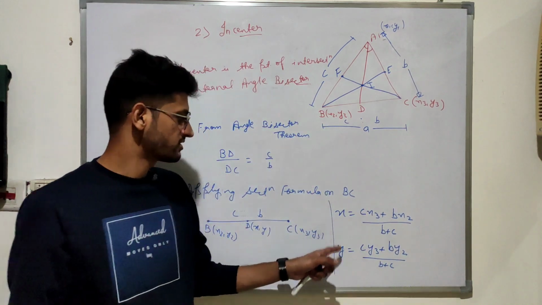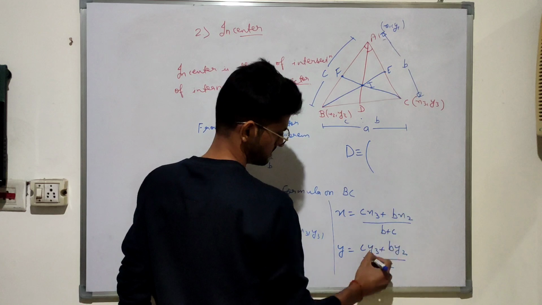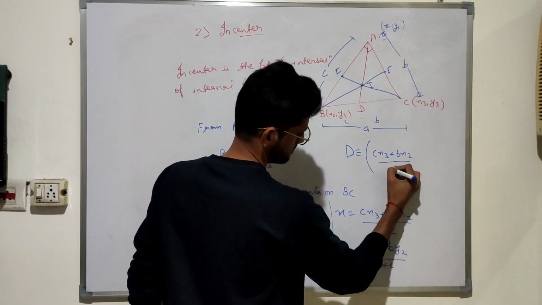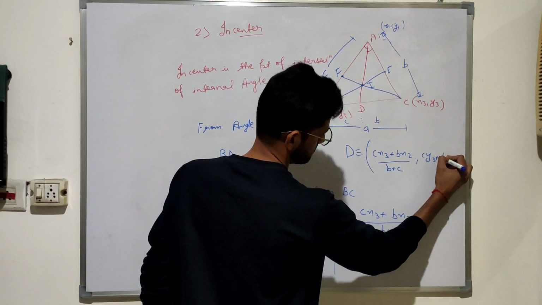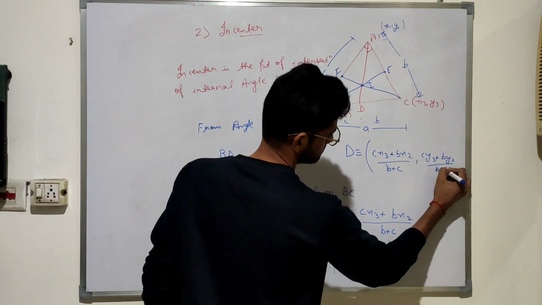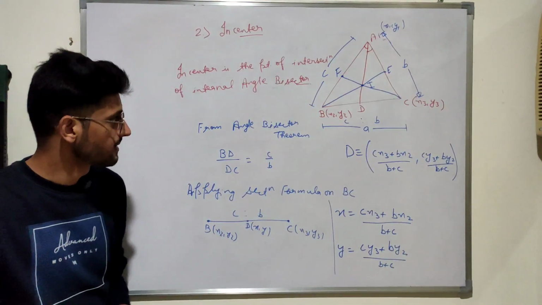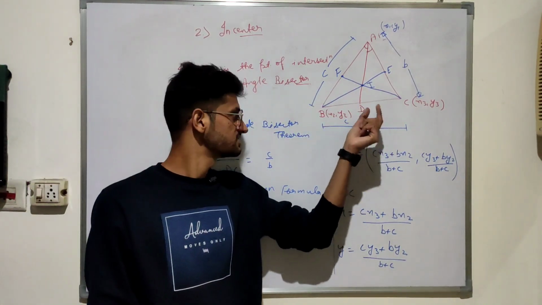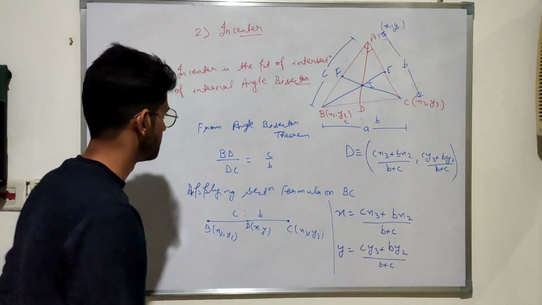So we got the x and y coordinates of point D. We can write point D as (c x3 plus b x2 upon b plus c, c y3 plus b y2 upon b plus c). How have we achieved this? By the angle bisector theorem, point D is dividing side length BC in the ratio c to b, and from there we wrote the coordinates of point D.